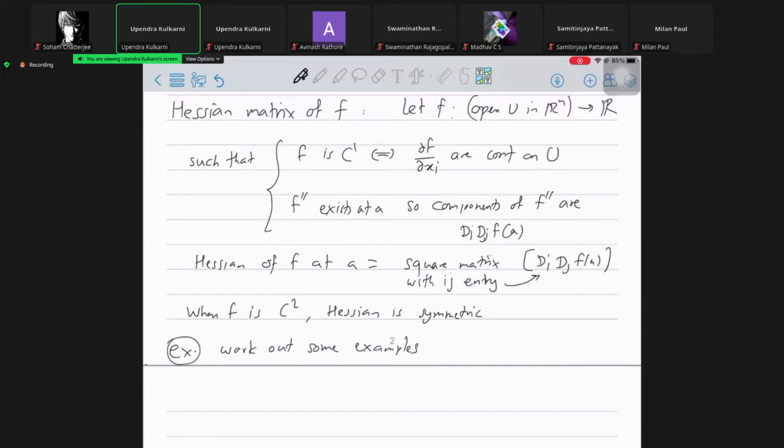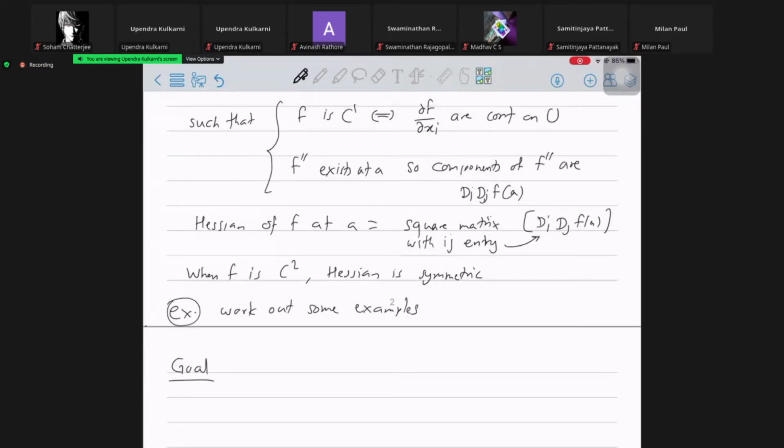Yes, just one more follow-up question. If the function is not nice, like if it's not C1 or C2 or something, do we not talk about maxima, minima, or do we need to use something else?